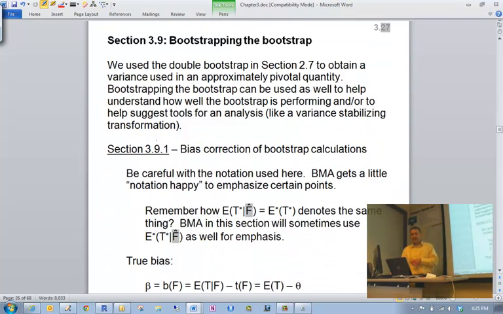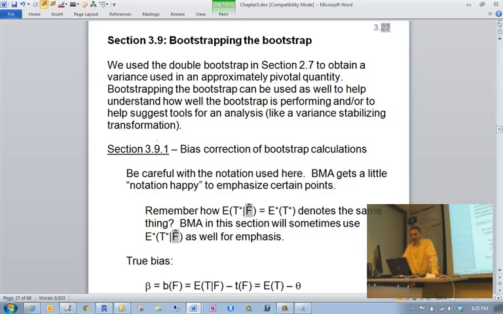Okay. Any questions? So it takes us to section 3.8, bootstrapping the bootstrap. So guess what? We're going to do the double bootstrap. We talked about that a little bit in Chapter 2. If you remember from Chapter 2, it can get a little bit confusing, just because you are bootstrapping something you've already bootstrapped. And in fact, you may face a little bit of confusion here. But please make sure to speak up and ask questions.